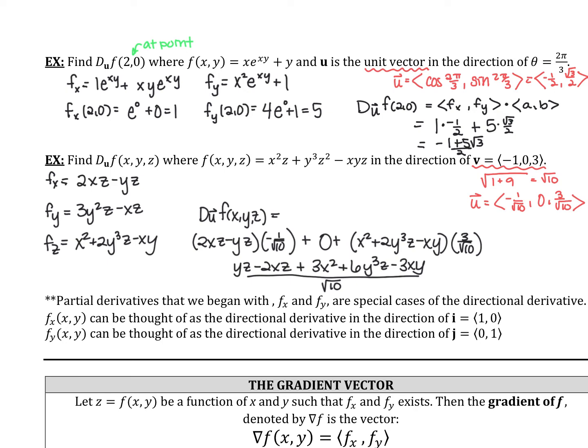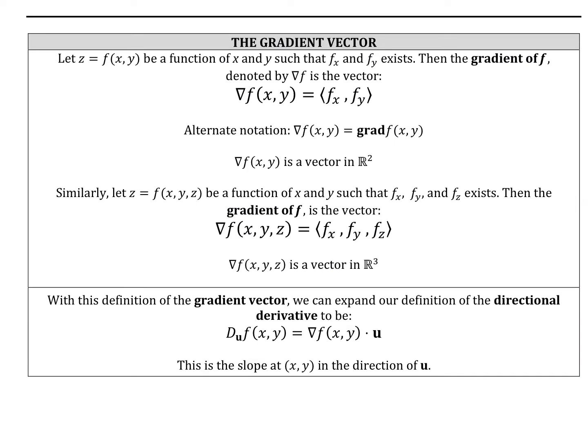Now, this leads us to our next topic. Let's talk about the gradient vector. If we have a function z equals f of x, y, and we know that we can take the partial derivatives with respect to x and with respect to y, then the gradient vector is notated by this upside down triangle. This is often referred to as del. The del f, or the gradient of f, is the vector made up of the partials.